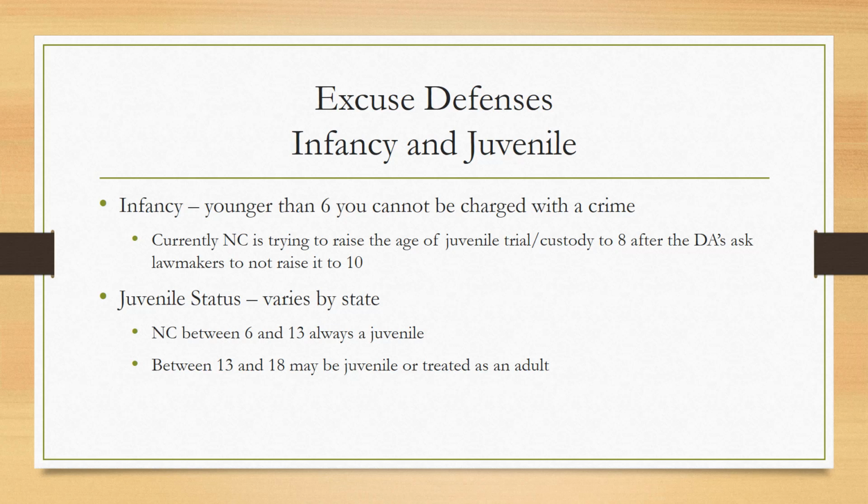Now, between the ages of 6 and 13 in North Carolina, you are always going to be treated as a juvenile. That means juvenile court, juvenile sentencing, juvenile rules. However, from your 13th birthday on, you may be treated as an adult in some cases. Classically, if you commit murder in North Carolina and you were 13 or 14, we could, in theory, charge you with murder as an adult.